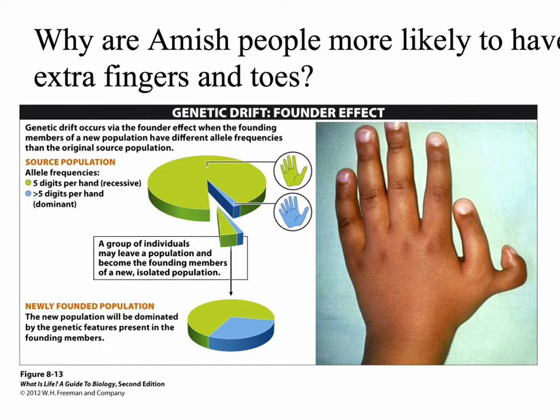However, a large proportion of those new founders had the allele for polydactyly. We now see that this population of Amish in these states has a high occurrence of the gene and of the trait polydactyly, much higher than the original population.